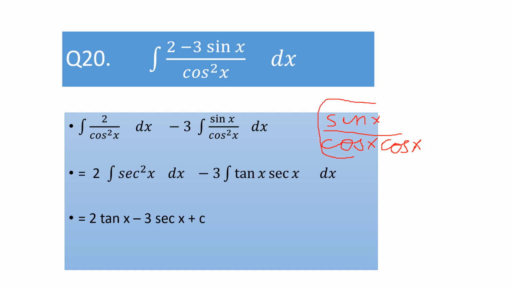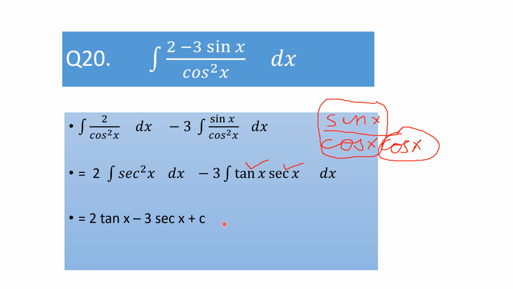Now this term sin x upon cos x is getting replaced by tan x. Now 1 upon cos x is left. 1 upon cos x is written as sec x. So this is how I have reframed the question to 2 integration of sec square x dx minus 3 integration of tan x sec x dx. Now we will integrate. As I told you, the formula integration of sec square x is tan x. So this 2 will get copied as it is. Your answer is 2 tan x, minus 3 as it is. What is the integration of tan x sec x? It is sec x. The final answer to question number 20 is 2 tan x minus 3 sec x plus c.